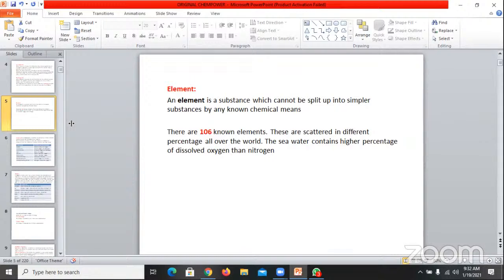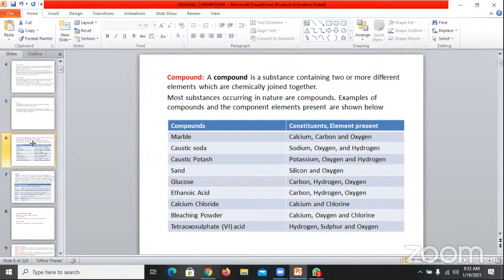We said that elements are substances which cannot be split up into other substances by any chemical means. Very good examples of elements are oxygen, nitrogen, sodium, and the rest. Then compounds, on the other hand, are substances containing two or more different elements which are chemically joined together. Very important examples of compounds are the marble that you have.